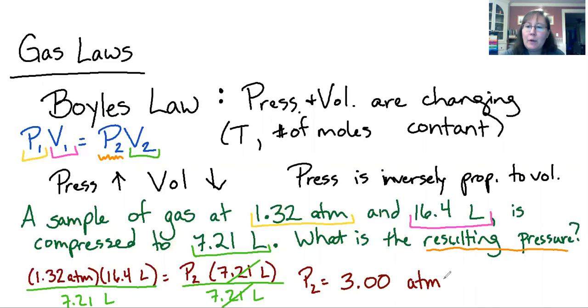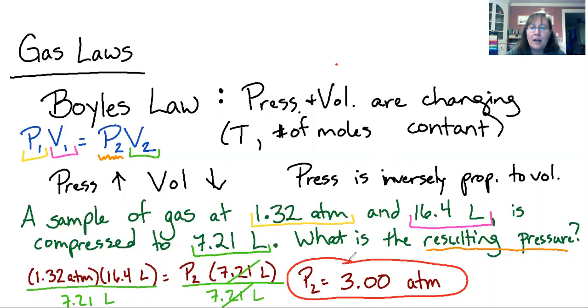Okay, and then we want to check. Remember that we have an inverse relationship between pressure and volume for Boyle's law. See how the volume is going down, from 16.4 down to 7.21, that means that the pressure has to go up. It went from 1.32 to 3.0, and that's the way we check to make sure that we did this correctly, and we did. So there's Boyle's law.